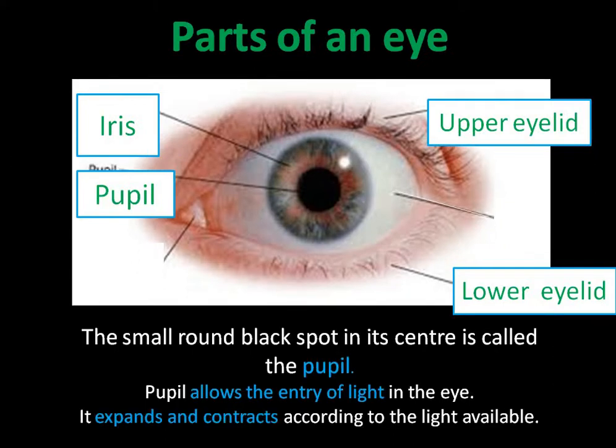Our second part we are going to learn is pupil. The small round black spot in the center is called the pupil. What is the function of pupil? Pupil allows the entry of light in the eye. It expands and contracts. Expands means it spreads out. Contract means it squeezes, according to the light available. If there is more light, then the pupil contracts, it squeezes. If there is less light, the pupil expands and spreads out so that more light can enter and you can see the things around you.